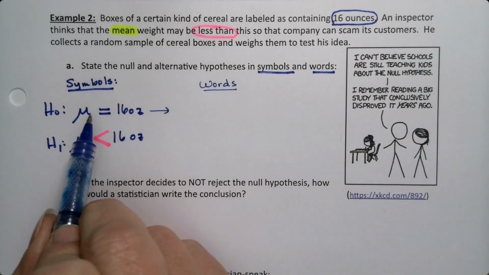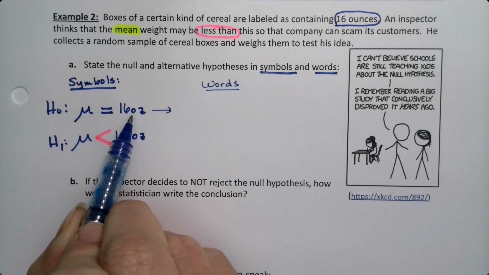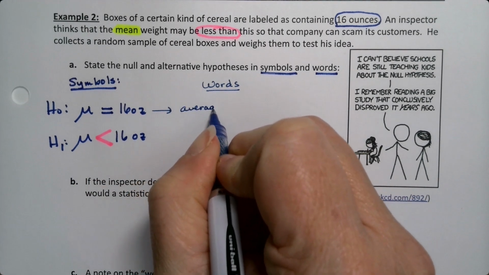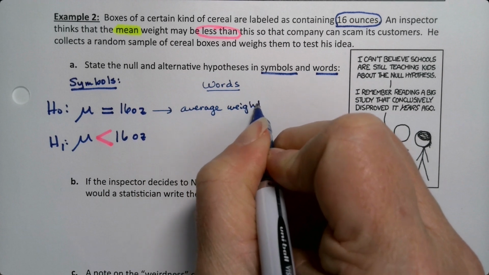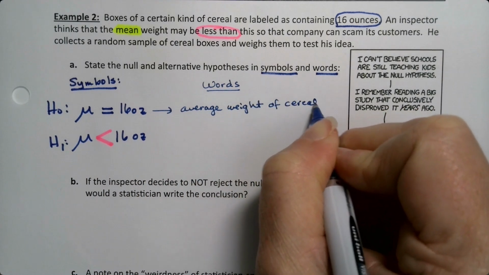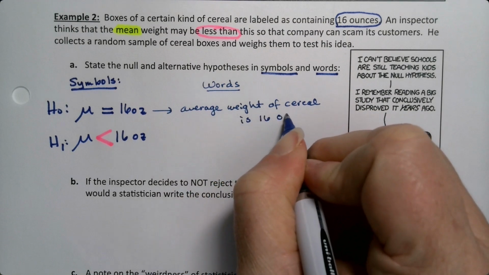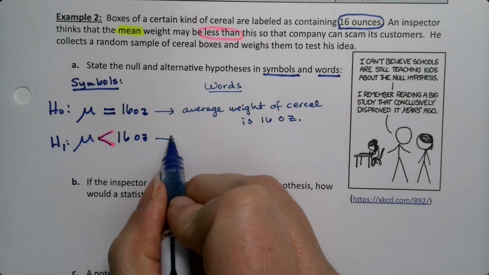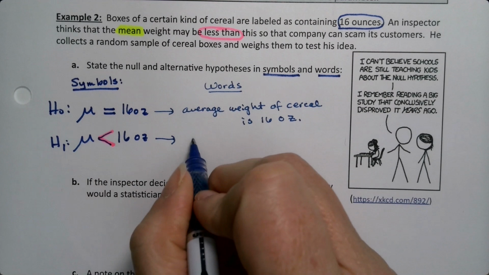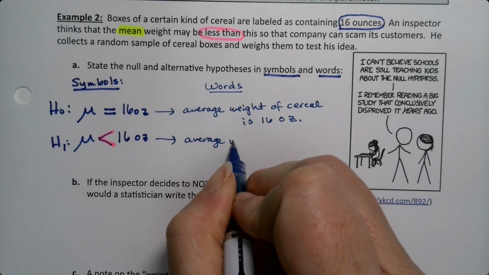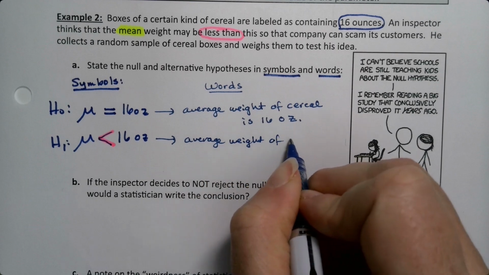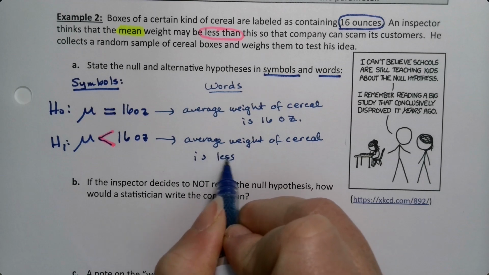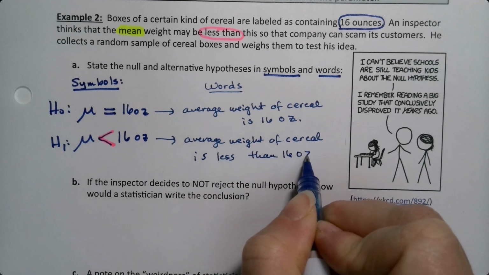Okay, so this would be that the average weight of the cereal is 16 ounces, which is 1 pound, by the way. And then this would be that the average, right, because that's what this was, the average weight of the cereal is less than 16 ounces. Done.